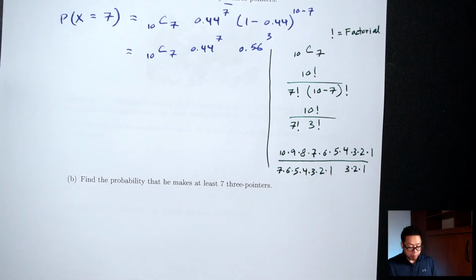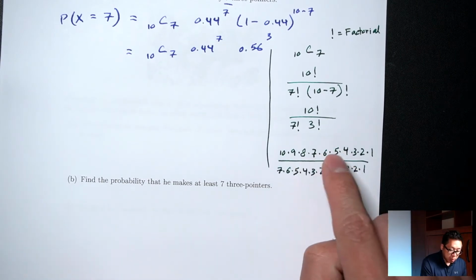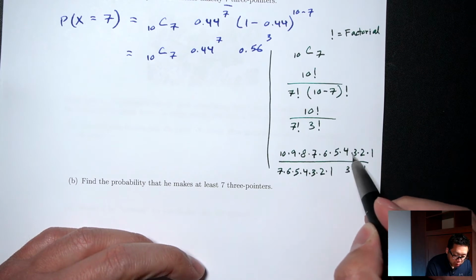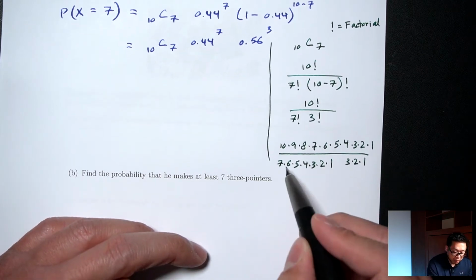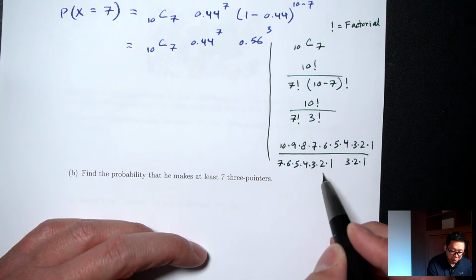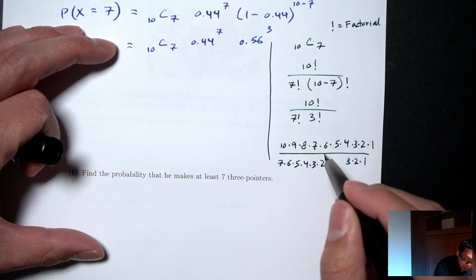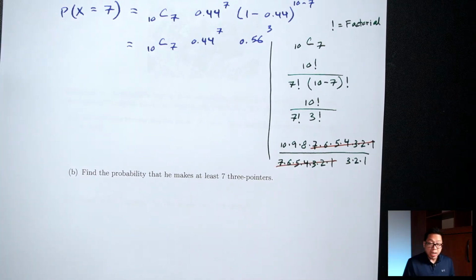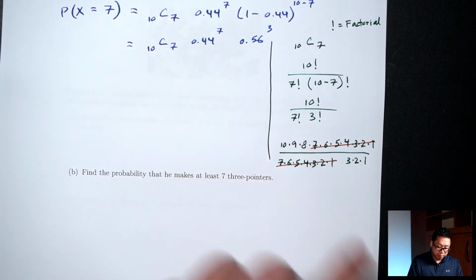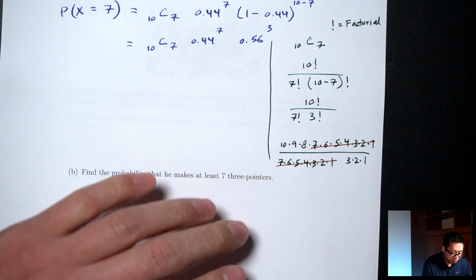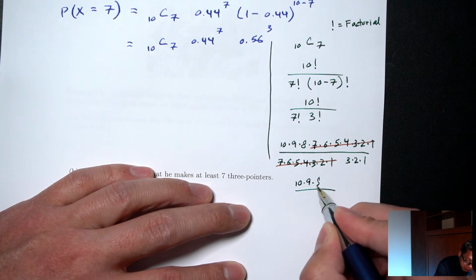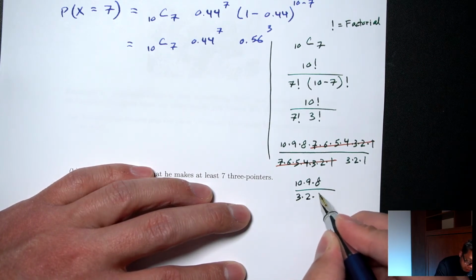Okay, so we have a whole bunch of numbers here. We have some of the same numbers on top and on bottom. So we can cancel these out. Notice that I have 7, 6, 5, 4, 3, 2, 1 on top, but I also have 7, 6, 5, 4, 3, 2, 1 on bottom. Those can be canceled out. So let's cancel those out. And what I have left is 10, 9, 8 on top, 3, 2, 1 on bottom. And these are multiplied. So 10 times 9 times 8 on top, on the bottom 3 times 2 times 1.